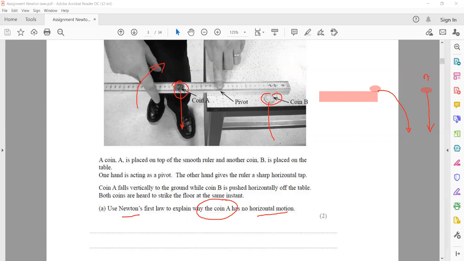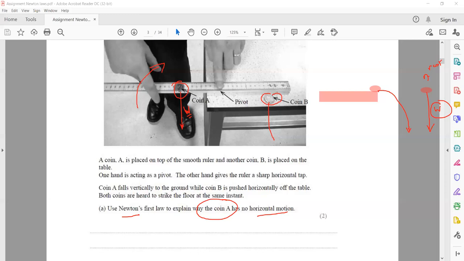So initially what happened, as you can see, the coin A was at rest. And the moment we remove the ruler, the only component of the force which is there is the vertical. It does not have any horizontal component of the force. So that's why horizontally there is no acceleration, or there is no horizontal component of the force which can cause acceleration. Only the vertical component, the weight, is there, that causes the acceleration.